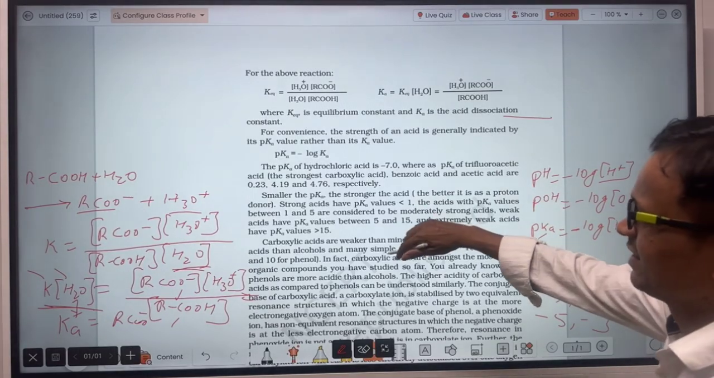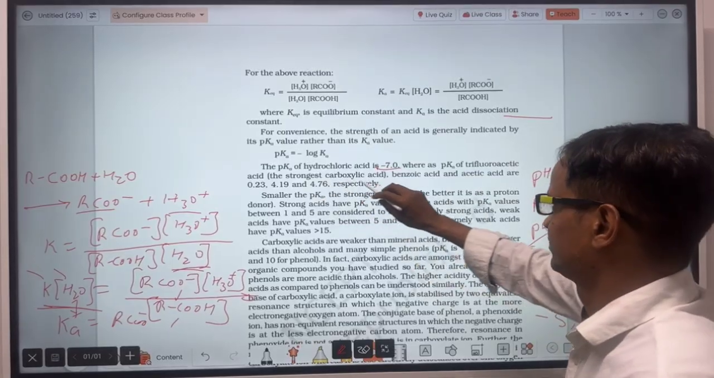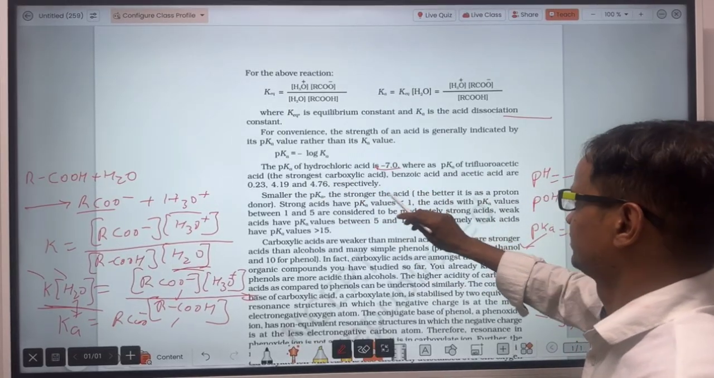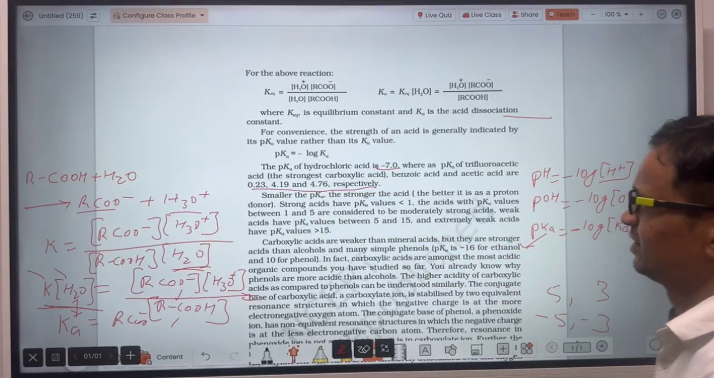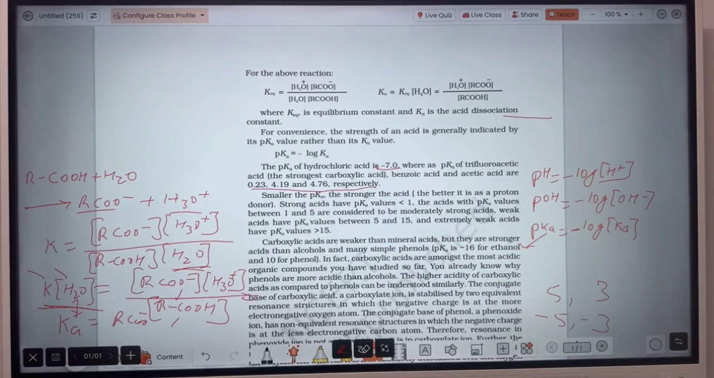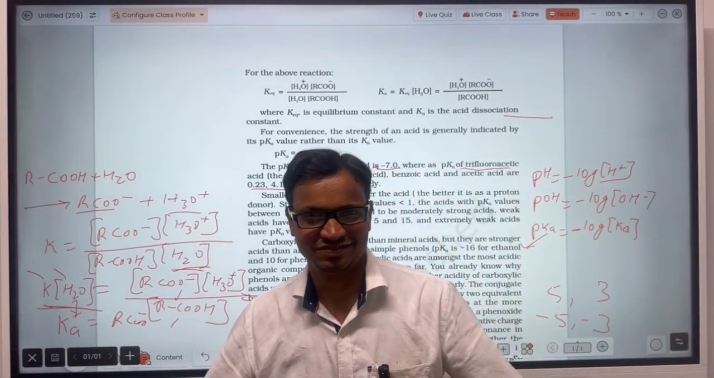Hydrochloric acid has been given here as minus 7. Watch the pKa values here, and then compare the acidic strength of hydrochloric acid and that of acetic acid. Trifluoroacetic acid will be the strongest carboxylic acid. Why the strongest carboxylic acid? Think.